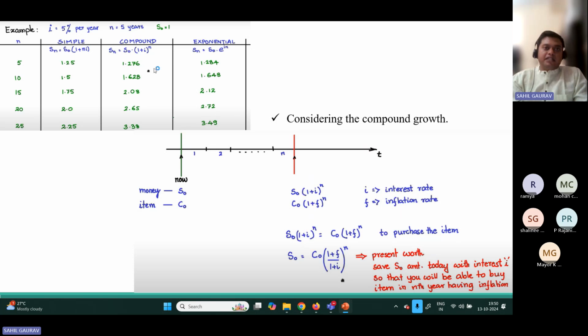So as I said, this compound growth is used more practically. So we will consider this compound growth only. We will use this compound interest further only.